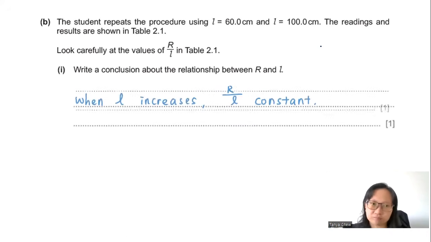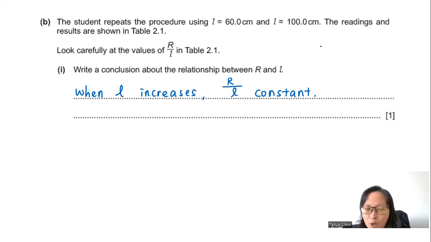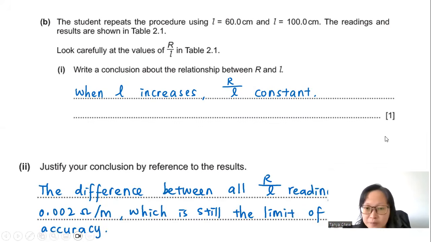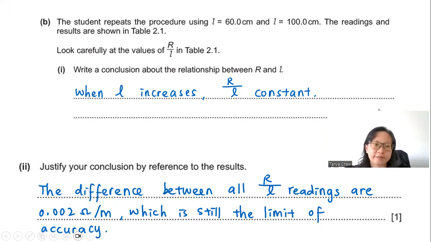I would say that my conclusion would be when L increases from 20 cm to 60 cm to 100 cm, R over L is still equal to a constant. Justify your conclusion by reference to your result. They ask you, why do you say that R over L is constant? My reason is because the difference between the R over L readings is only 0.002 ohm per meter, which is still within the limit of my experimental accuracy.